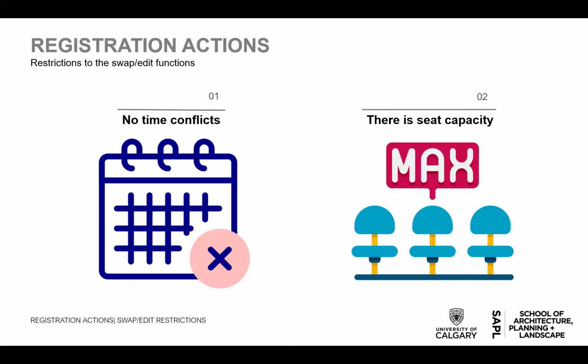Another restriction is if there is no space in the course or course component that you want to swap or edit into. If the course component you want to switch into is full, you won't be able to swap or edit successfully. If you're swapping one course for another, make sure you check that all components of that course, such as the lecture, lab, and tutorial, all have seats available for you to switch into. For example, if you try to swap into a course where the lecture is open, but the corresponding lab section is full, you won't be able to swap into the new one successfully.